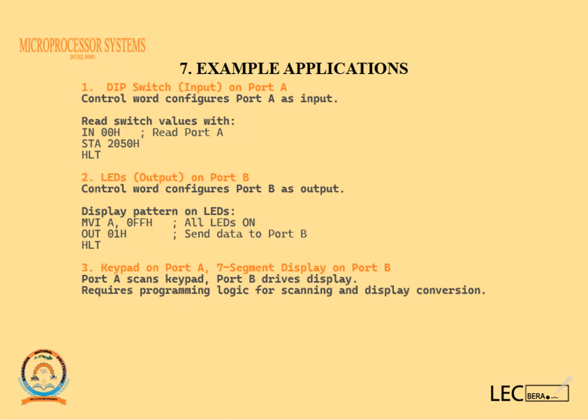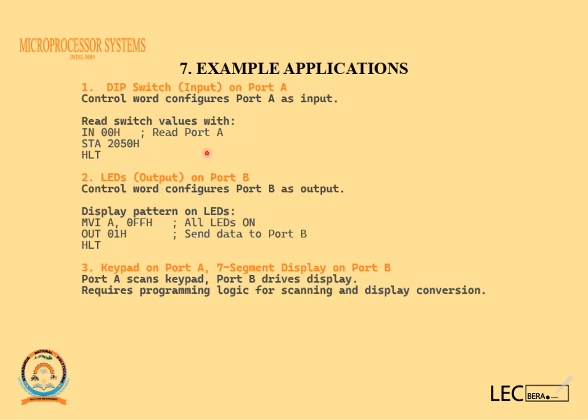So let us look at different examples of applications we can do with our 8255. Example number 1 is when we want to interface what? A simple switch as an input. So when we want to use a switch as an input, connected to port A, we need the control word configuration for port A as an input.